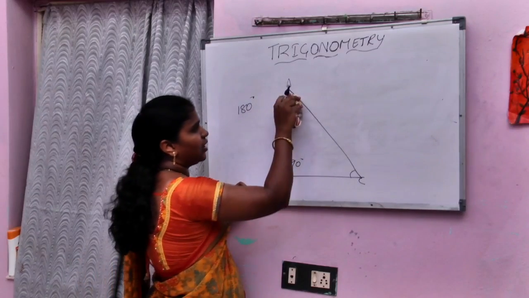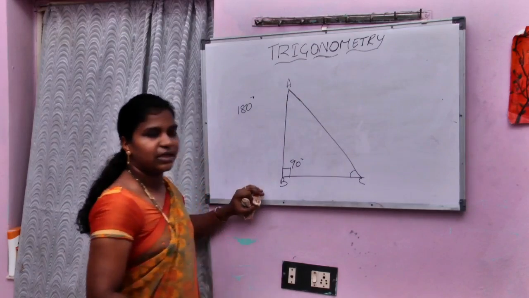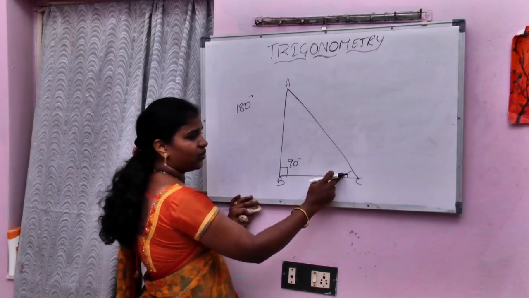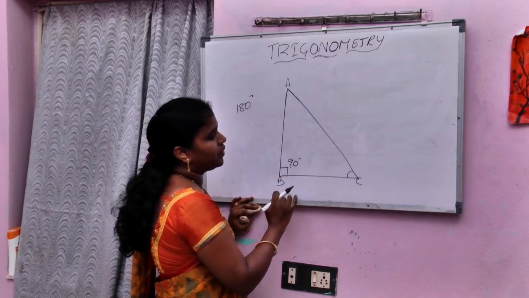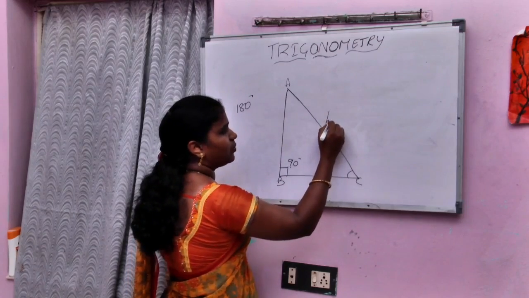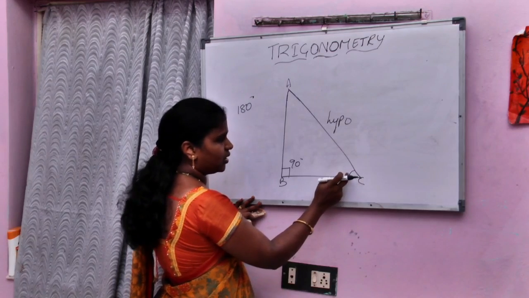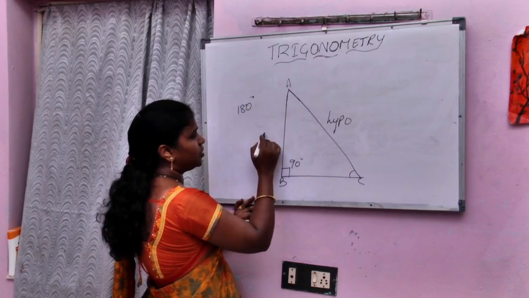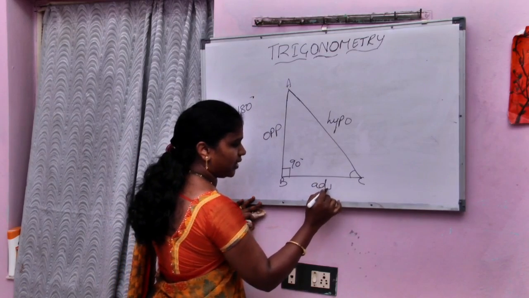Let us take the acute angle at C. Whenever I take the acute angle at C, I can name the sides of the triangle. Now the longest side in a right angled triangle, the line opposite to 90 degrees, that is the right angle, is called the hypotenuse. Comparing to the acute angle I have considered, the side opposite to it is called the opposite side and the side adjacent to it is called the adjacent side.